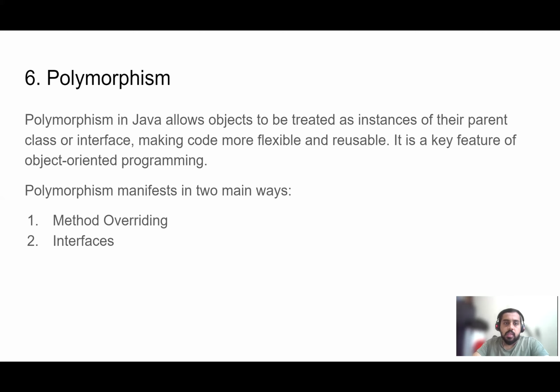Let's see more about what polymorphism is. The use of this is that we can make code more flexible and reusable, and it's one of the key features of the object-oriented concept. Polymorphism can be achieved in two ways. One is method overriding, another is interfaces. What I mean by method overriding, I'll tell you.